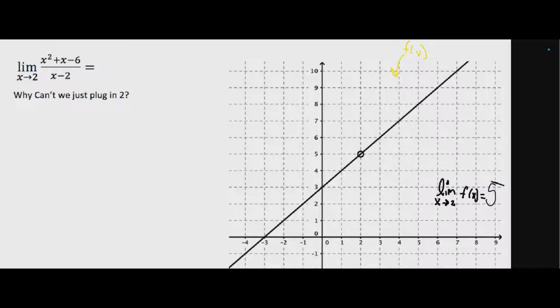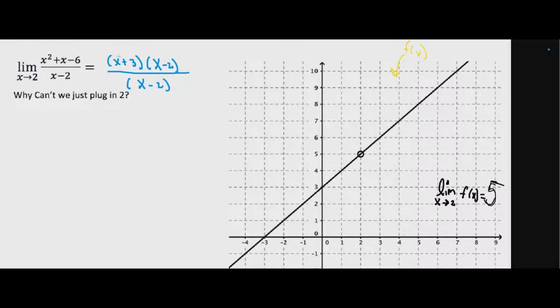But what if instead of giving you the graph, I gave you this actual equation here, all right? And now I think this is a perfect time for you to understand, well, why is it that we actually have a hole here again? And the reason why is, well, all we have to do is factor the top. All right, so we factor the numerator, we're going to get x plus 3 and x minus 2. All right, and this is all divided by x minus 2.